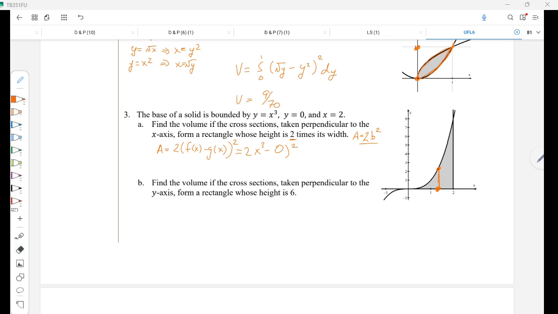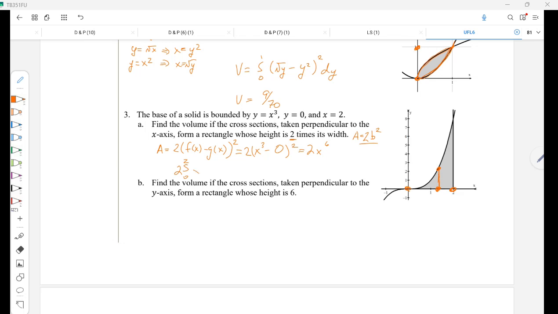That was an equal. That was a 2. There we go. 2x to the 6th. Boom. So this time, our x values go from 0 to 2. So we need to integrate from 0 to 2 of 2x to the 6th.